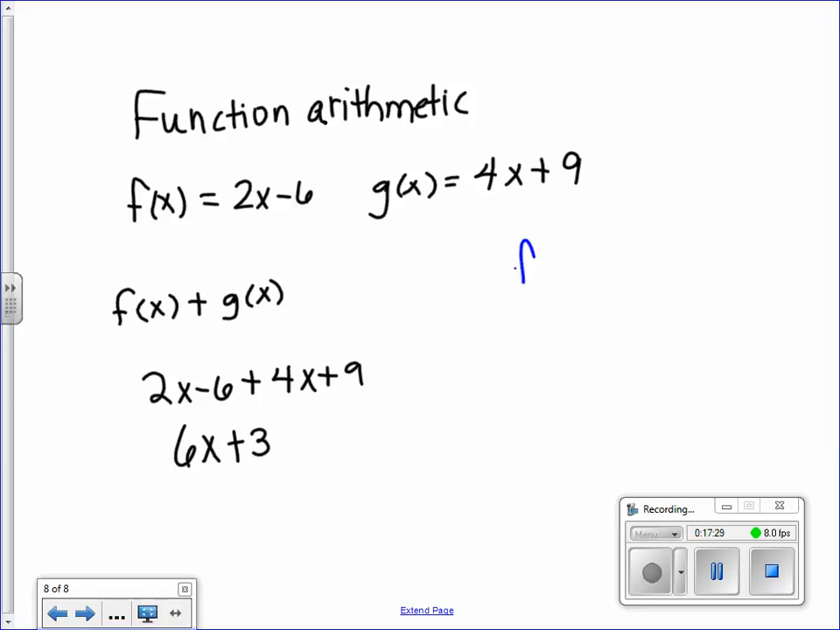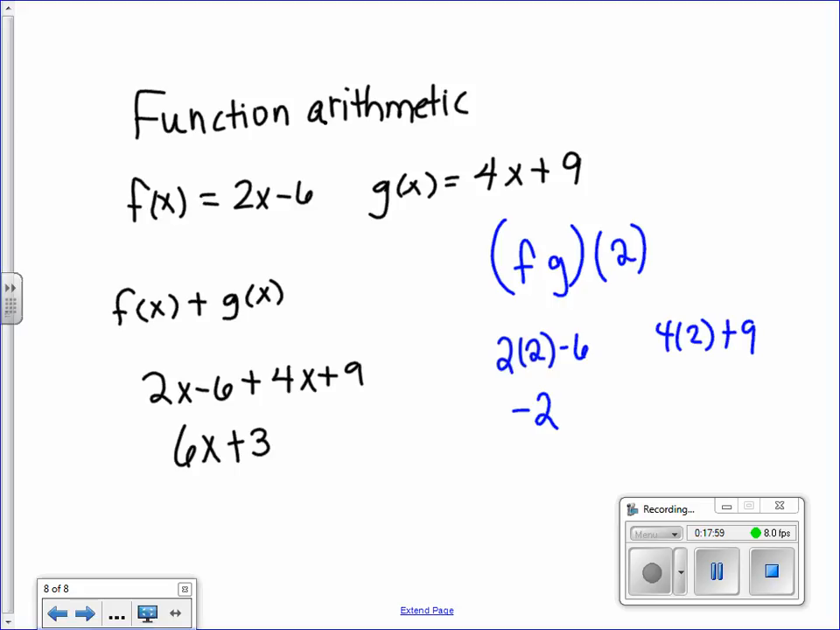You can even put numbers in there. Let's see. f times g of 2. So f of 2 times g of 2. You can multiply f times g and then substitute 2, or you can substitute 2 and then multiply f times g. 2 times 2 minus 6 is negative 2. 4 times 2 plus 9 is 17. So f times g of 2 would be negative 34.